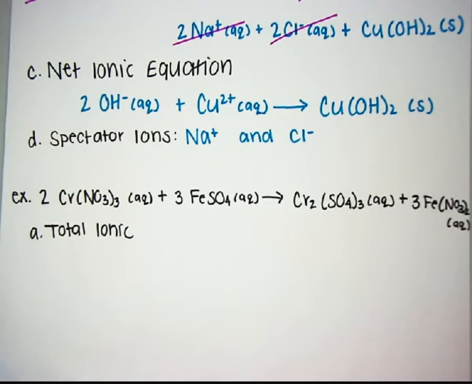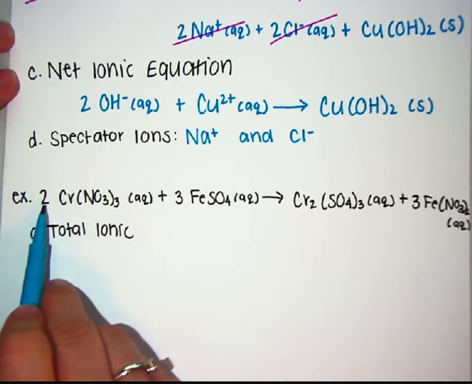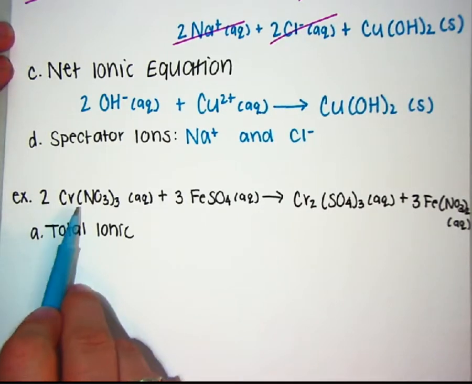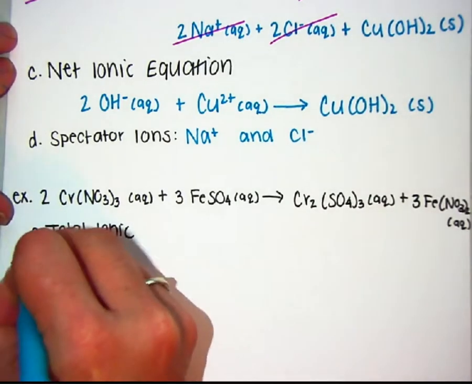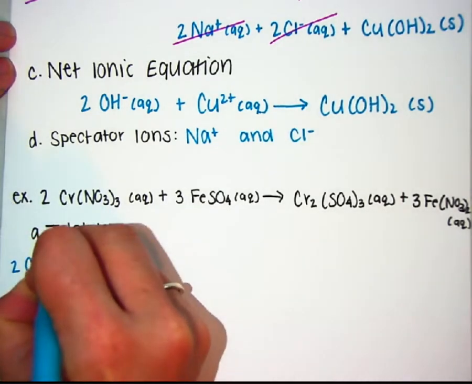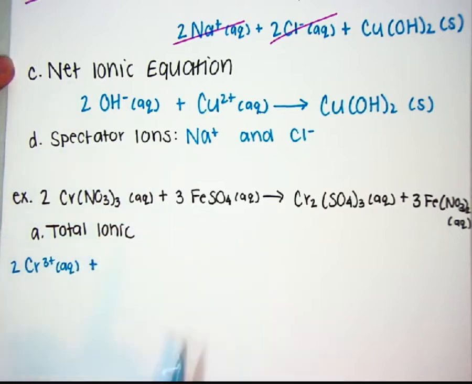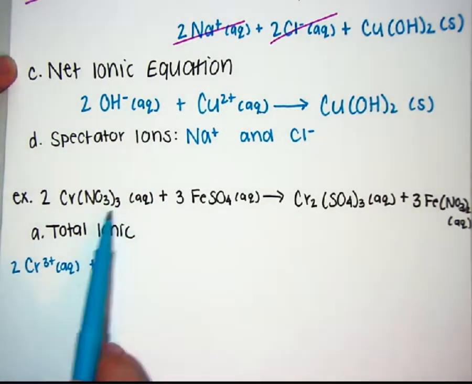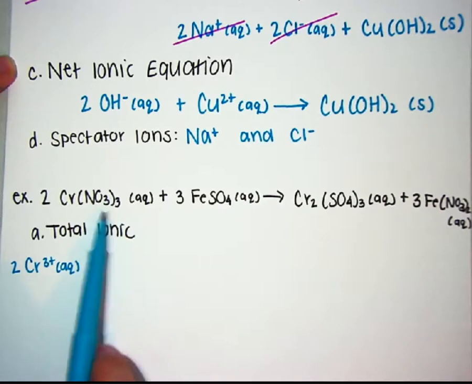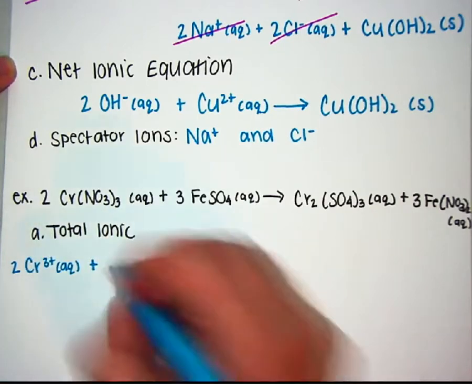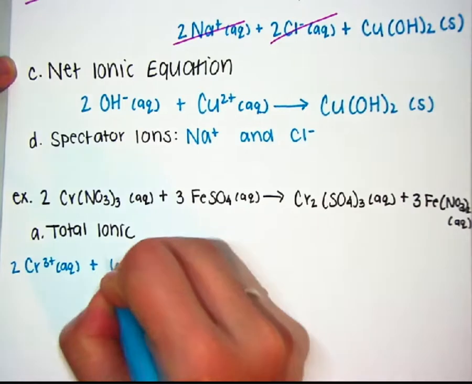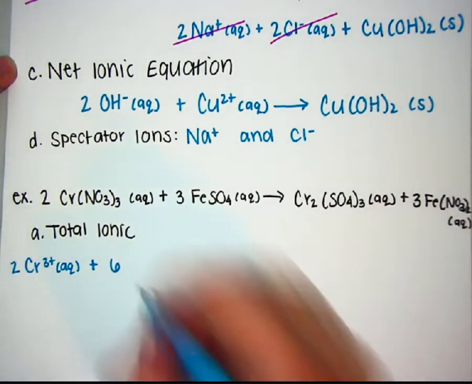Let's go right to total ionic. So again, in the total ionic, we are going to break apart every aqueous compound. So I have 2 chromiums. Be careful when you're counting nitrates. Remember that the 3 multiplies in, but the 2 also multiplies in. So go back to when we learned how to count atoms. There would be 6 nitrates.